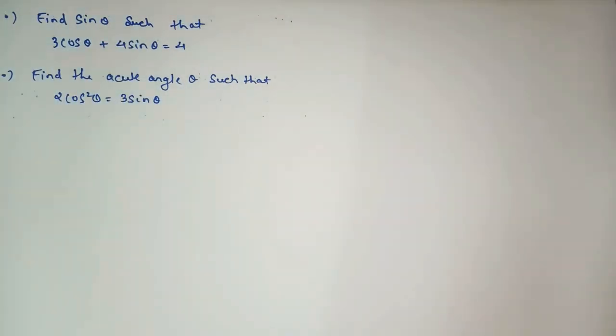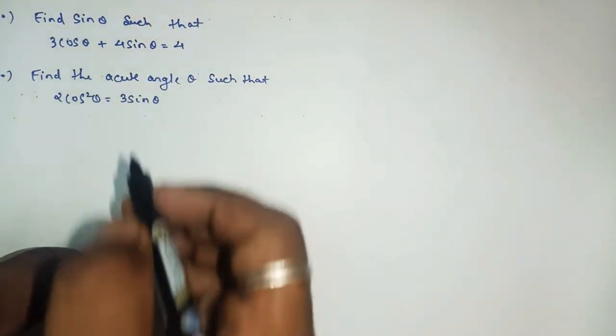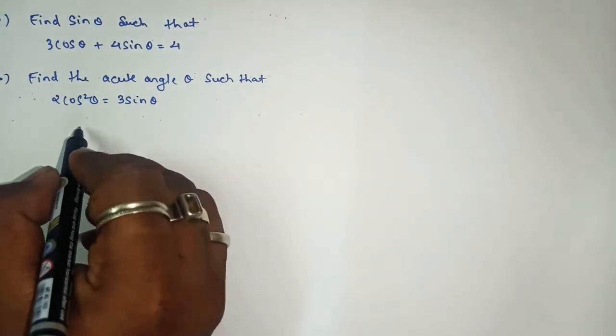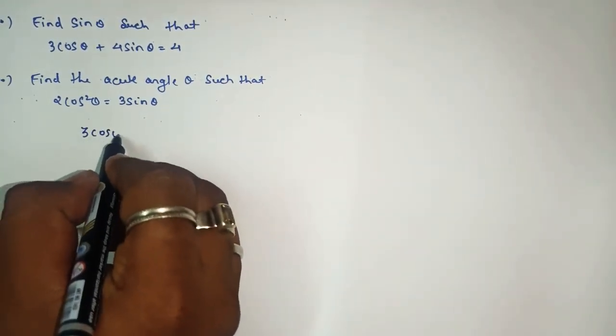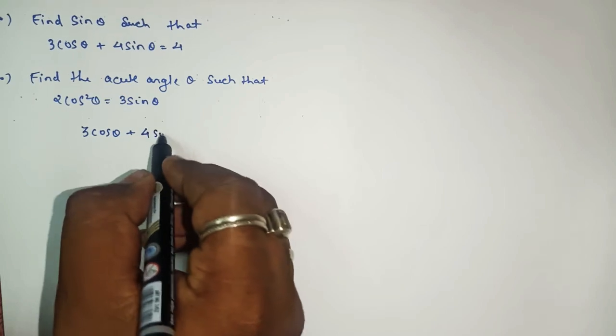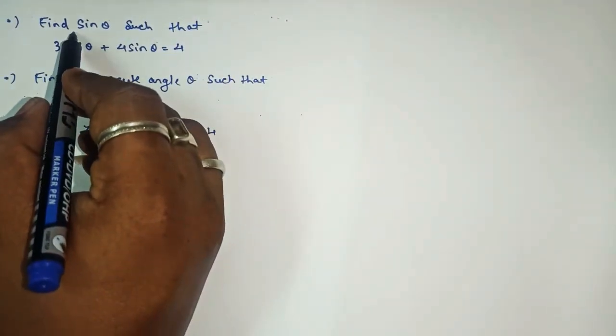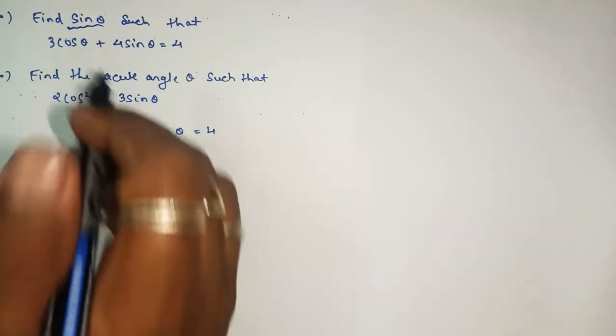Here we have to find sine theta such that 3 cos theta plus 4 sine theta equals 4. So here there are three different methods in which we can find the value of sine. So here we'll write the question first: 3 cos theta plus 4 sine theta is equal to 4. Here it says that simply we have to find the sine theta answer.